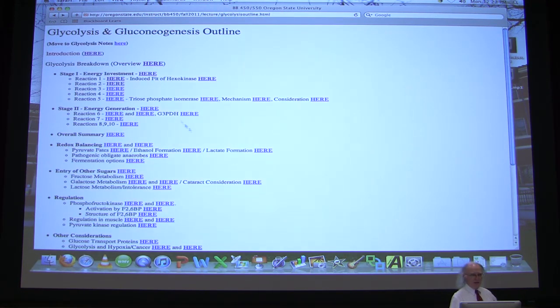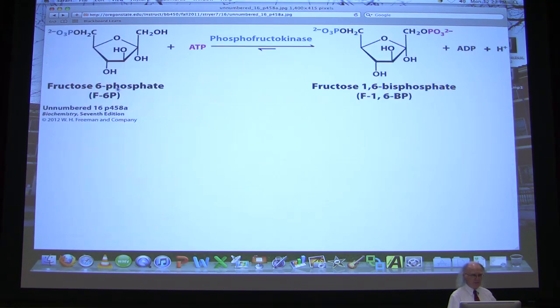Reaction number three is one of the most important reactions of glycolysis. This reaction, first of all, is catalyzed by the enzyme known as PFK, phosphofructokinase, and yes, you're more than welcome to call it PFK. Later in the term, you'll see that we refer to this as PFK1, and you can call it either PFK1 or PFK at this point because we haven't encountered PFK1 or 2 yet, but this is PFK.